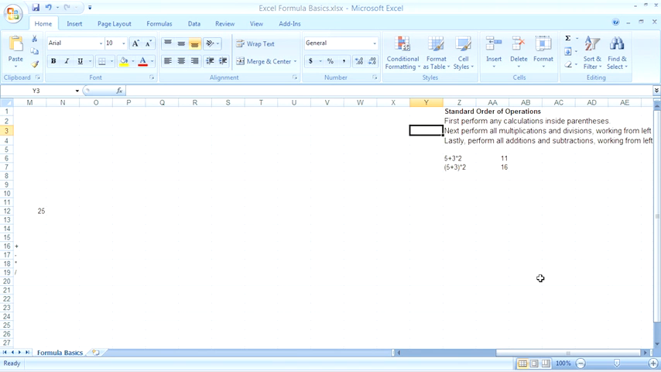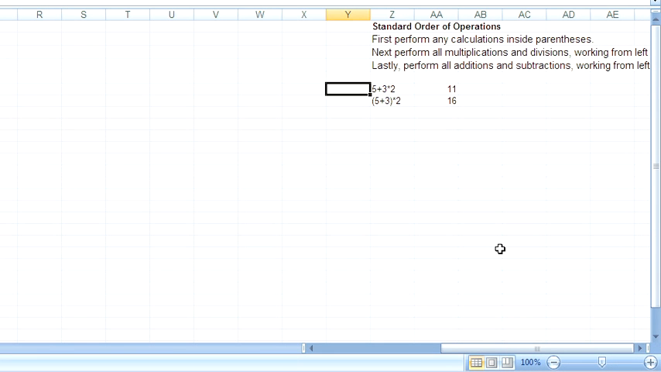Here's an example. Here we have 5 plus 3 times 2. That gives us 11. We have the same numbers and the same operators here. This gives us 16. Why is that? Well, the order of operations says that multiplications must be done before additions. So in this particular operation, 3 times 2 is calculated first, and then you add that result to 5. 3 times 2 is 6. You add 6 to 5, which is 11.